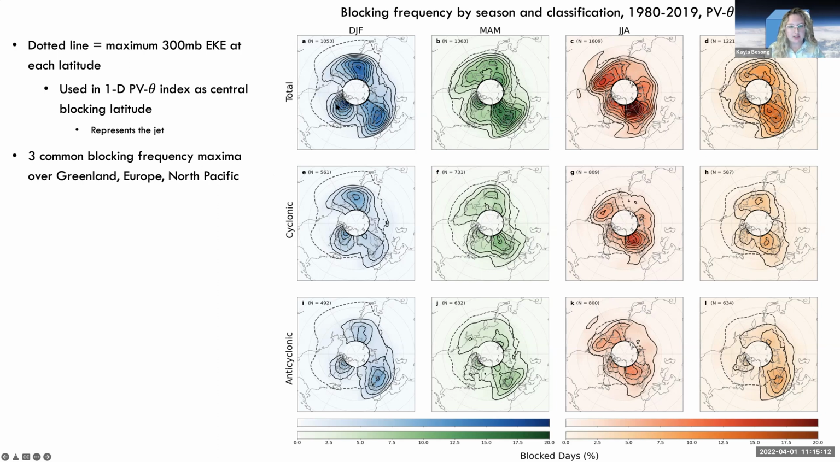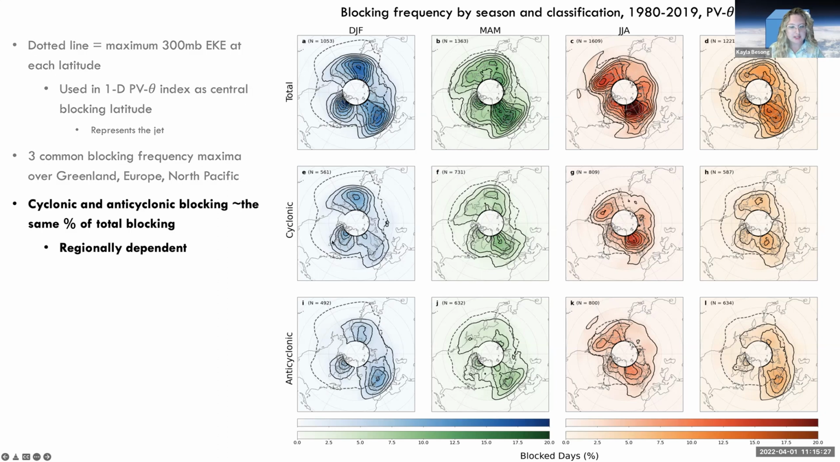What really emerges is that we can see in our total panels 3 common blocking frequency maxima over Greenland, Europe, as well as the North Pacific. These can be seen throughout each total panel, as well as in some of the classifications. But when we consider the breakdown into cyclonic and anticyclonic classification, the total percentage, or N, of the total blocking frequency is relatively the same for each panel, right? So for cyclonic and anticyclonic, there's no dominant classification of total blocking frequency per season. You really need to look regionally to see these differences. The biggest one that you can see here is the difference between cyclonic and anticyclonic blocking over the European region. Here you can see the cyclonic blocking frequency is much lower compared to the anticyclonic.